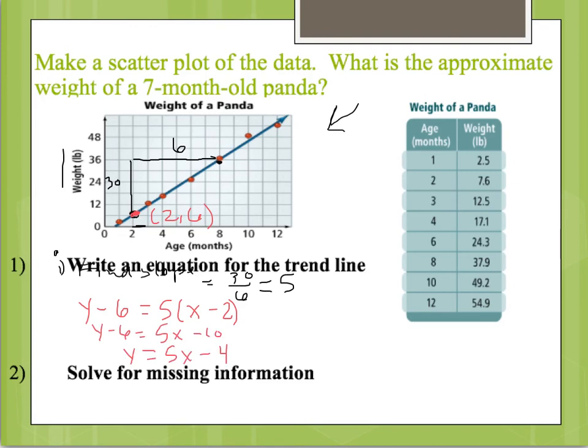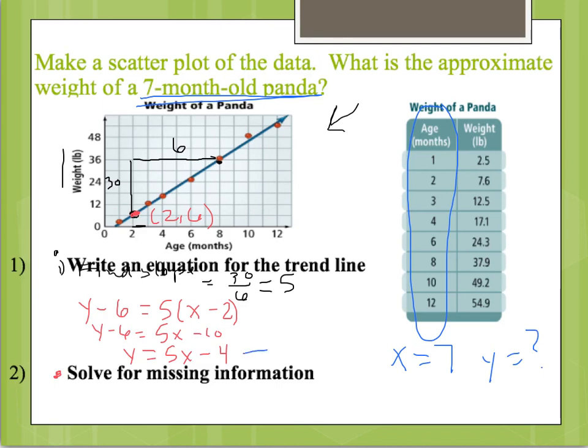Now I have to solve for my missing information. If I look at my original problem again, it's saying the weight of a 7-month-old panda. So that's age, and that's going to be my x coordinate. So it's saying if x is equal to 7, what is y? I need to figure out what the weight is about.